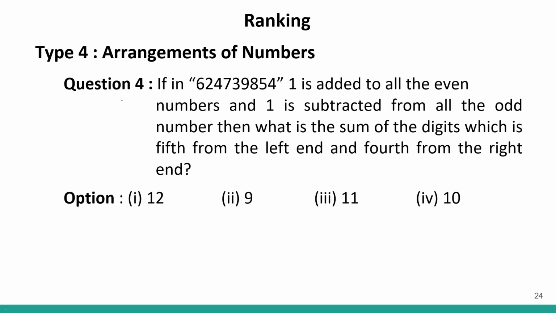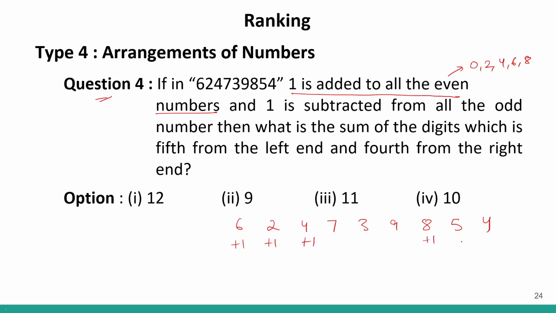Moving on to question number 4. A number is given to us. It is said that 1 is added to all even numbers. So we have 6, 2, 4, 7, 3, 9, 8, 5 and 4. Correct? 1 is added to all even numbers. So even numbers means numbers that end with 0, 2, 4, 6 and 8. These are your even numbers, correct? So we will add 1 here, 1 here, 1 here. Then I will add 1 here and 1 here.